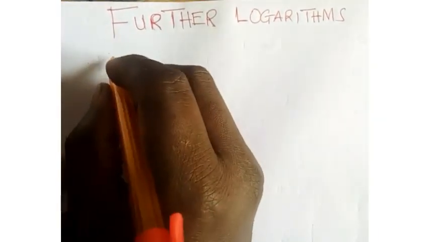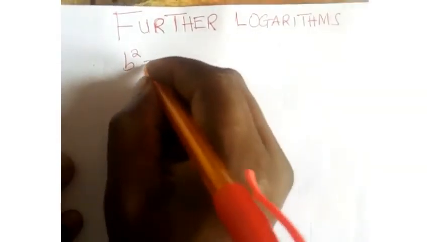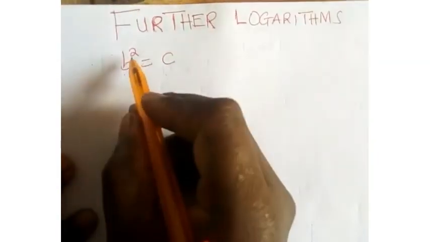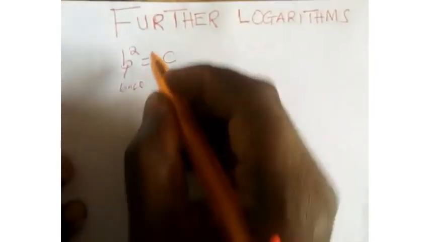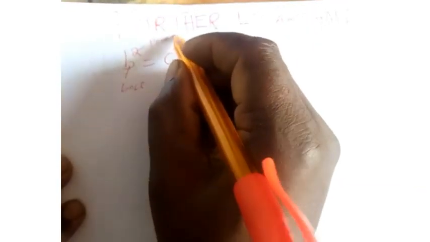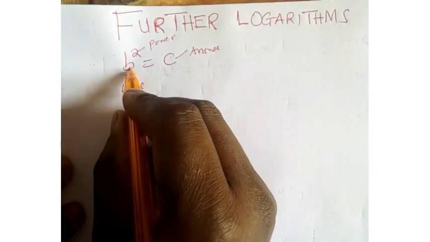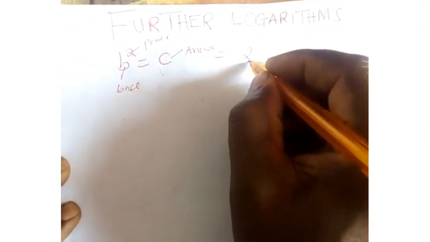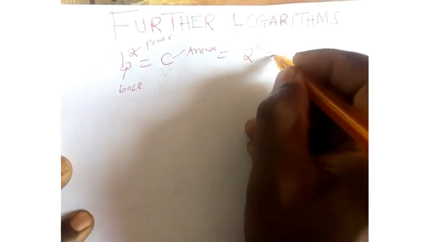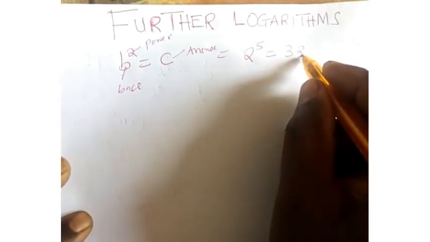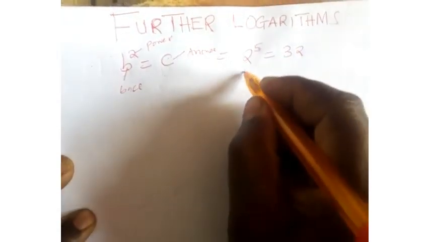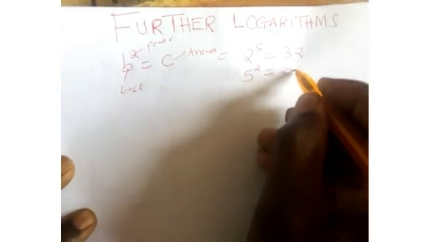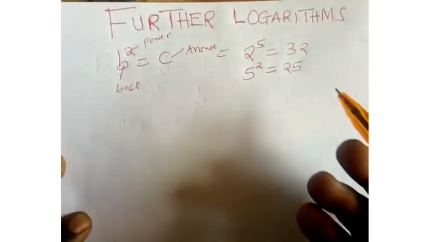When a number is written as b raised to power 2 equal to c, this number is called the base. This number is the power, the index, and this one is the answer. For example, we have 2 raised to power 5, the answer is 32. 5 raised to power 2, the answer is 25. So that one we know.